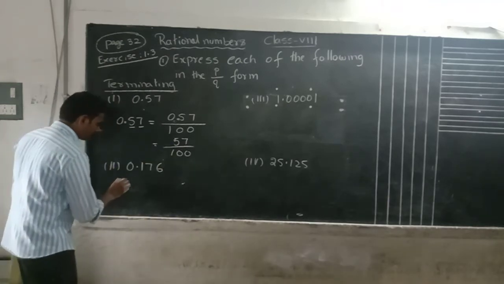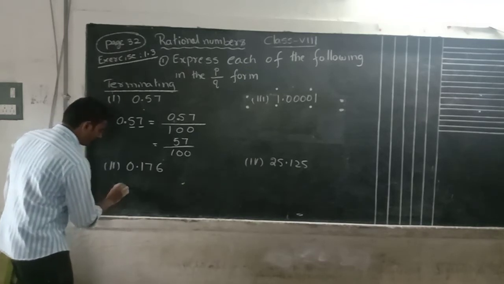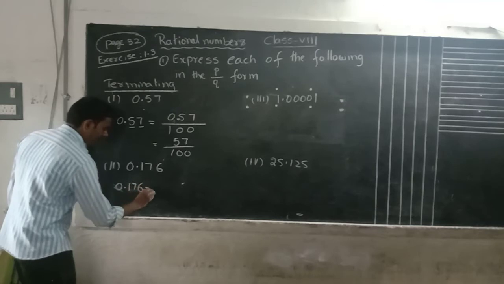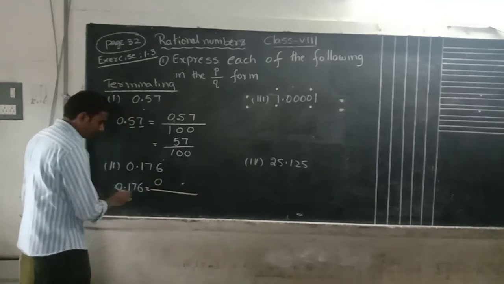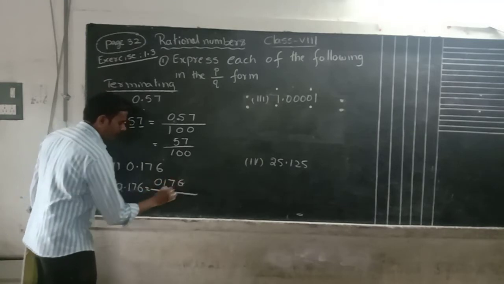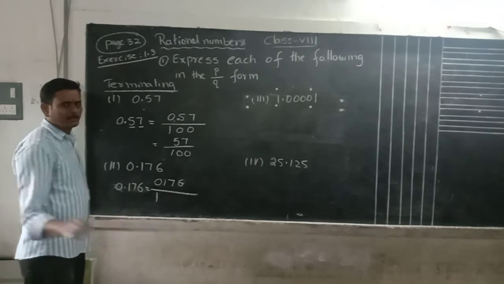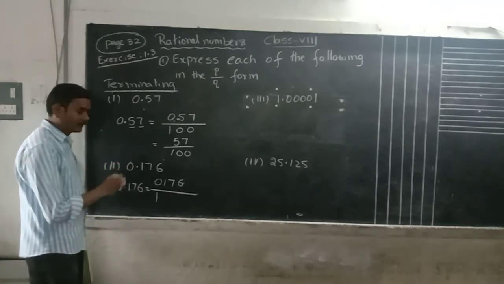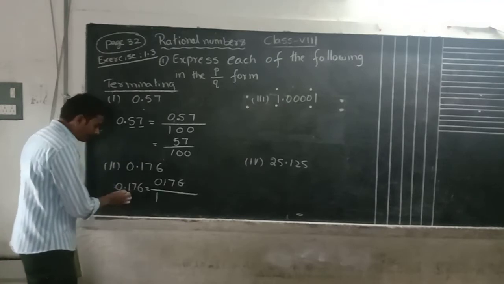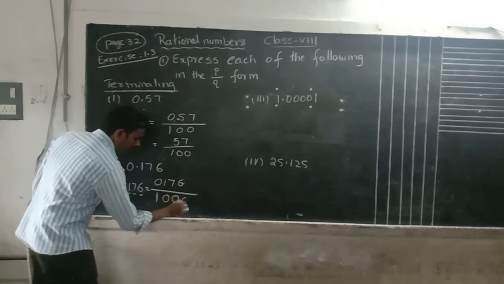Next, go for this one. What is the number here? 0.176 is given. Draw a line. You write 0.176 by 1 first. Starting, you always write 1 only. Whenever a terminating decimal is given, we have to convert it into p by q form. After the point, how many digits are there? 1, 2, 3. 3 digits, so you write 3 zeros.